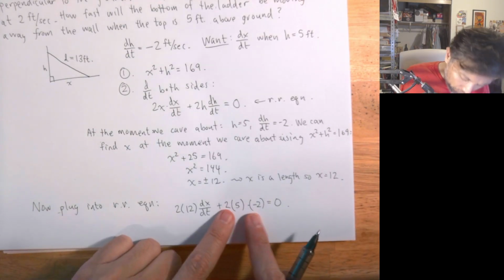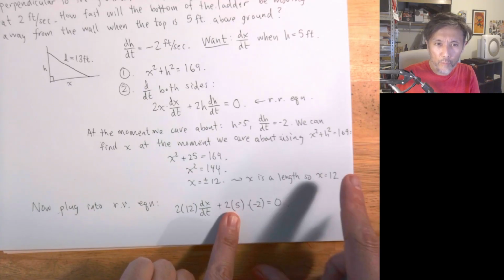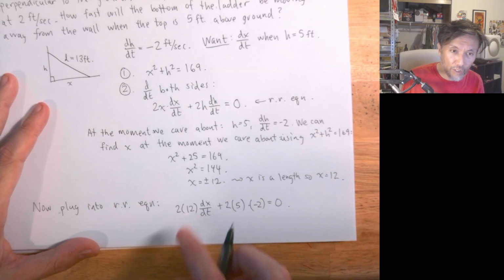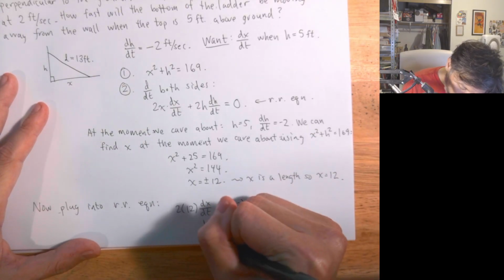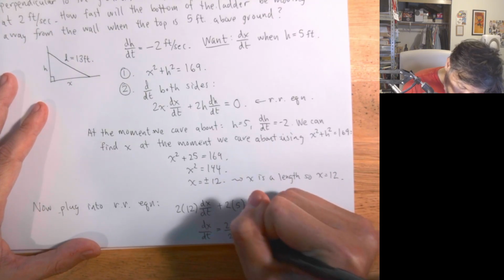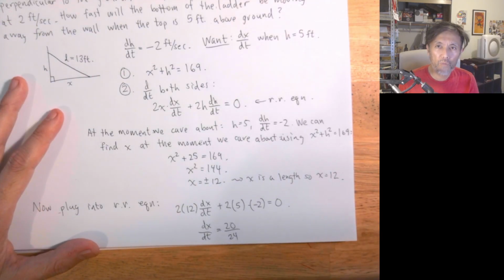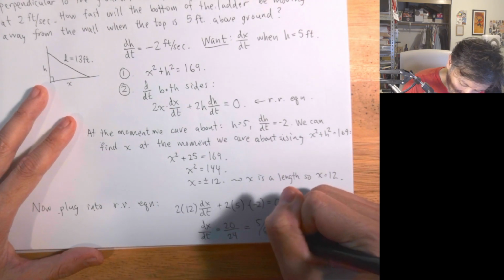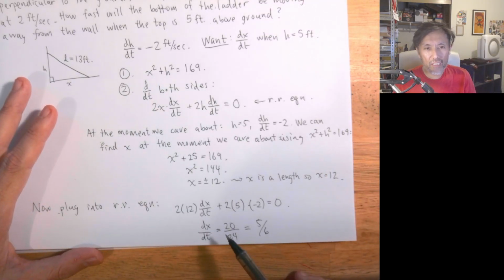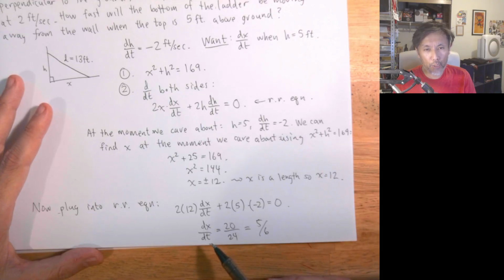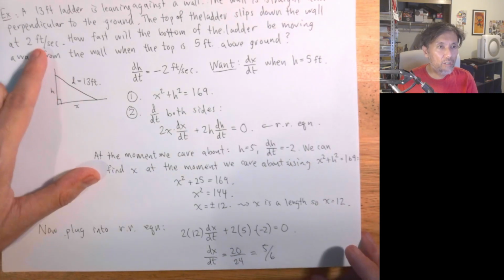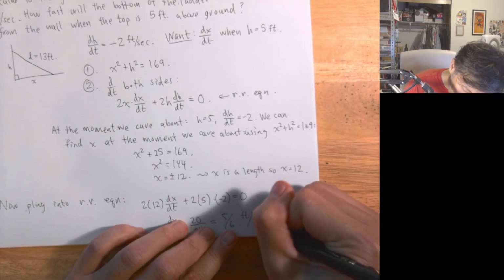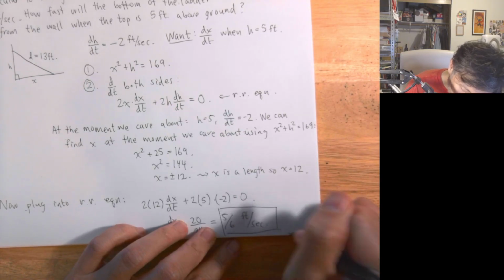Okay? -2 times 10 is -20, but I can move that over to the other side to get 20 and then divide by 24. So dx/dt is equal to 20 over 24, which is 5 sixths. 5 sixths units of x per unit of t. So what are the units again? Units of x are feet. Units of t are seconds. So this is feet per second. Okay, I'm done now.